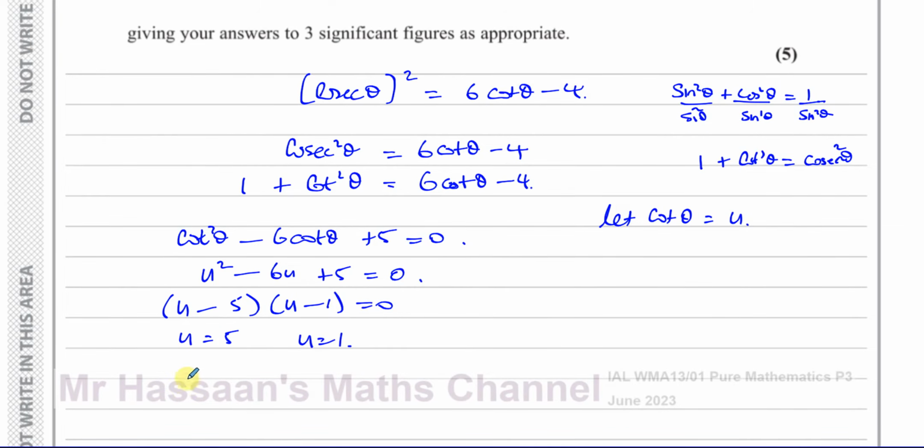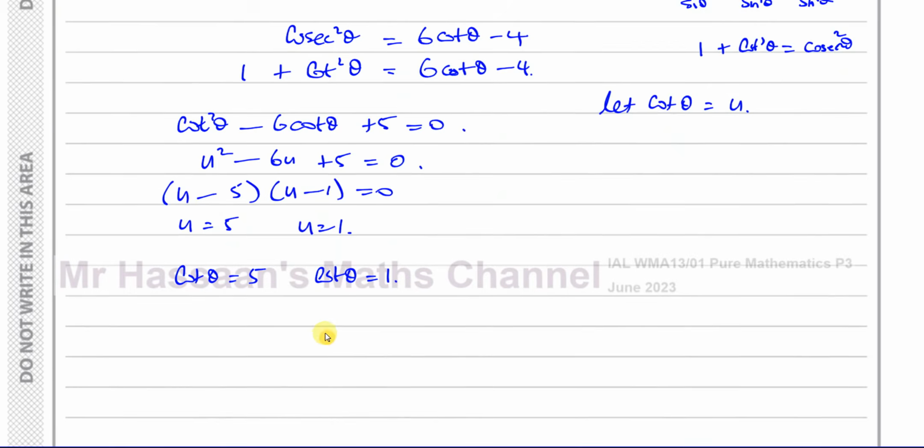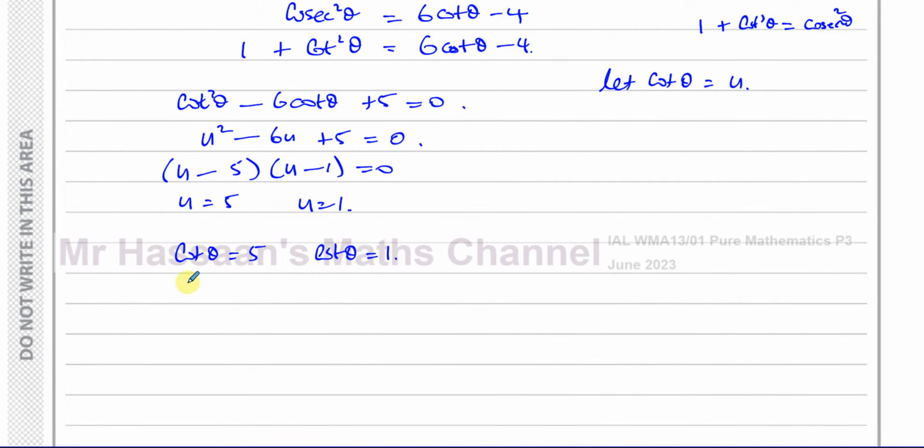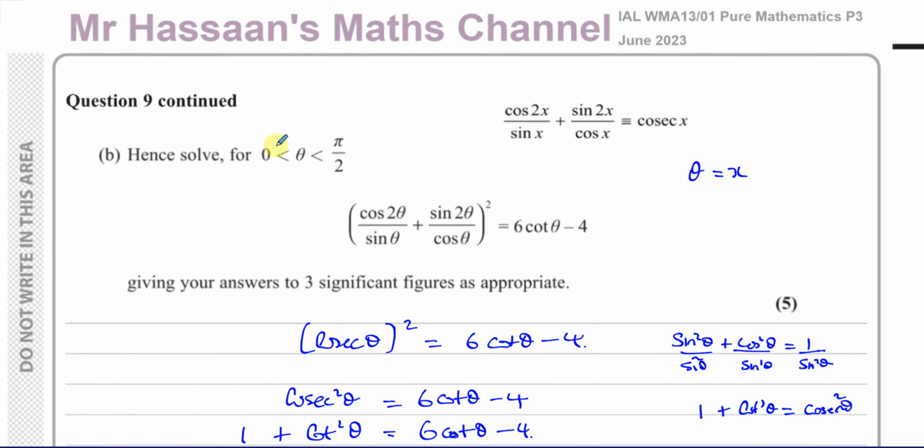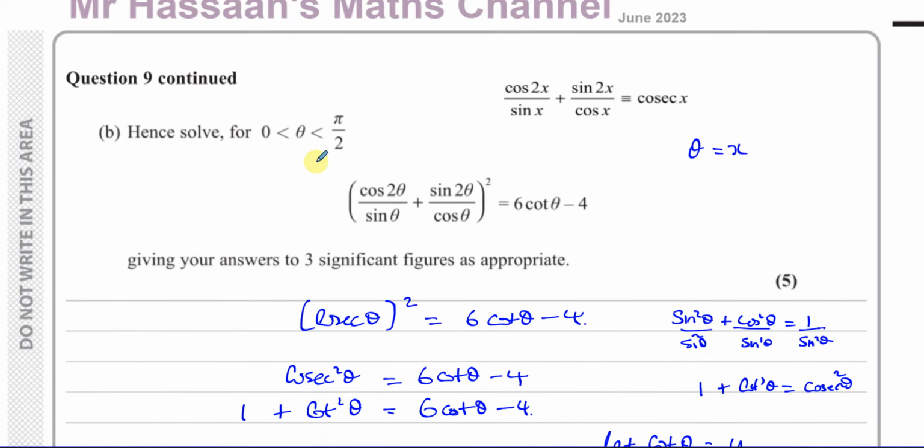So we can say that cot of theta is equal to 5 and cot of theta is equal to 1. Now, if the cot of theta equals 5, that means the tangent of theta is equal to the reciprocal of 5, which is 1 over 5. The reciprocal of cot theta is tan theta. The reciprocal of 5 is 1 over 5. And if cot theta equals 1, then tan theta must also equal 1. So for this, there's no problem. Theta is going to be pi over 4, which is within our range between 0 and pi over 2.